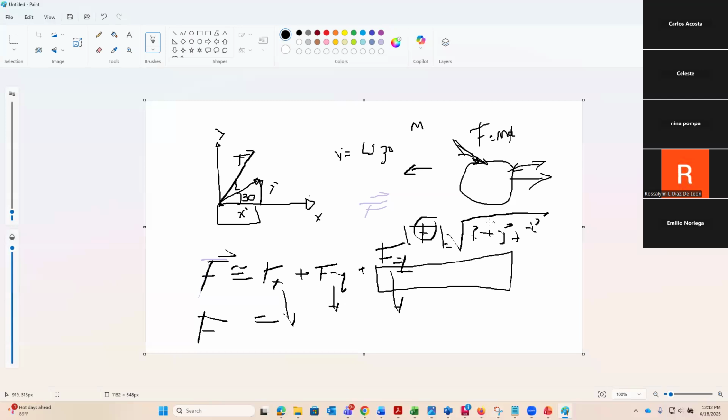If you want to add them, you can also add the components and then take the square root of the total components. So in that case, you add these together and get one value, add these together, another value, and these together, another value, and then you take the square root of those quantities squared. Okay, so that's that concept.